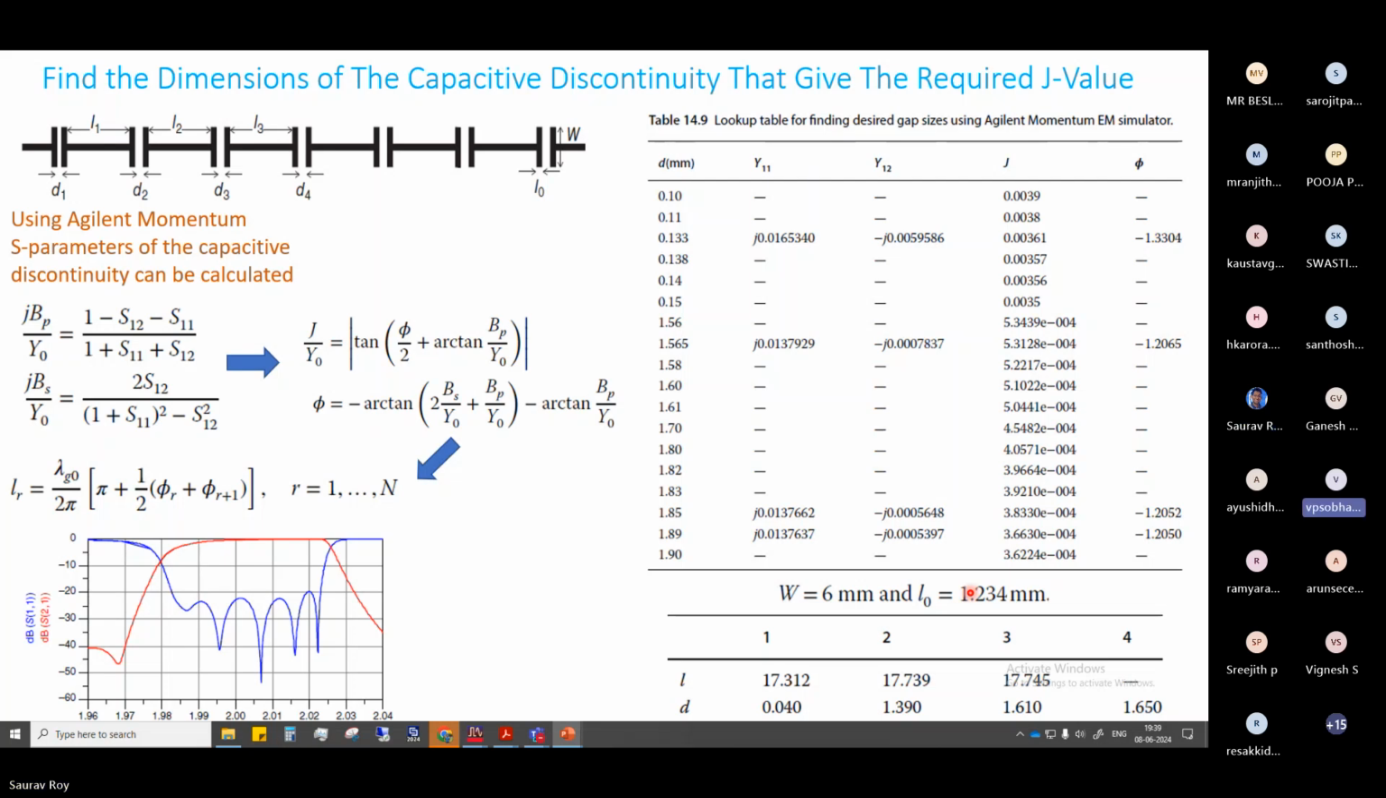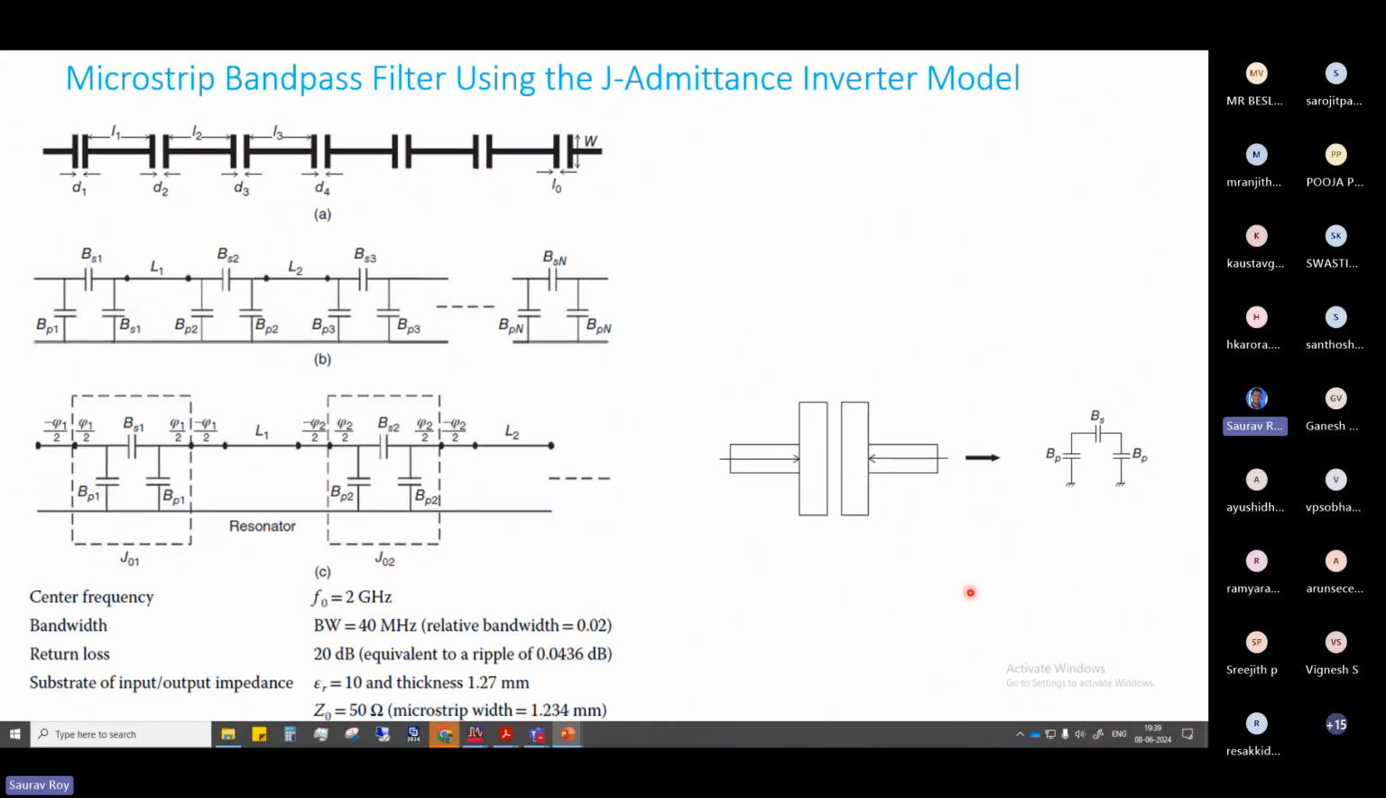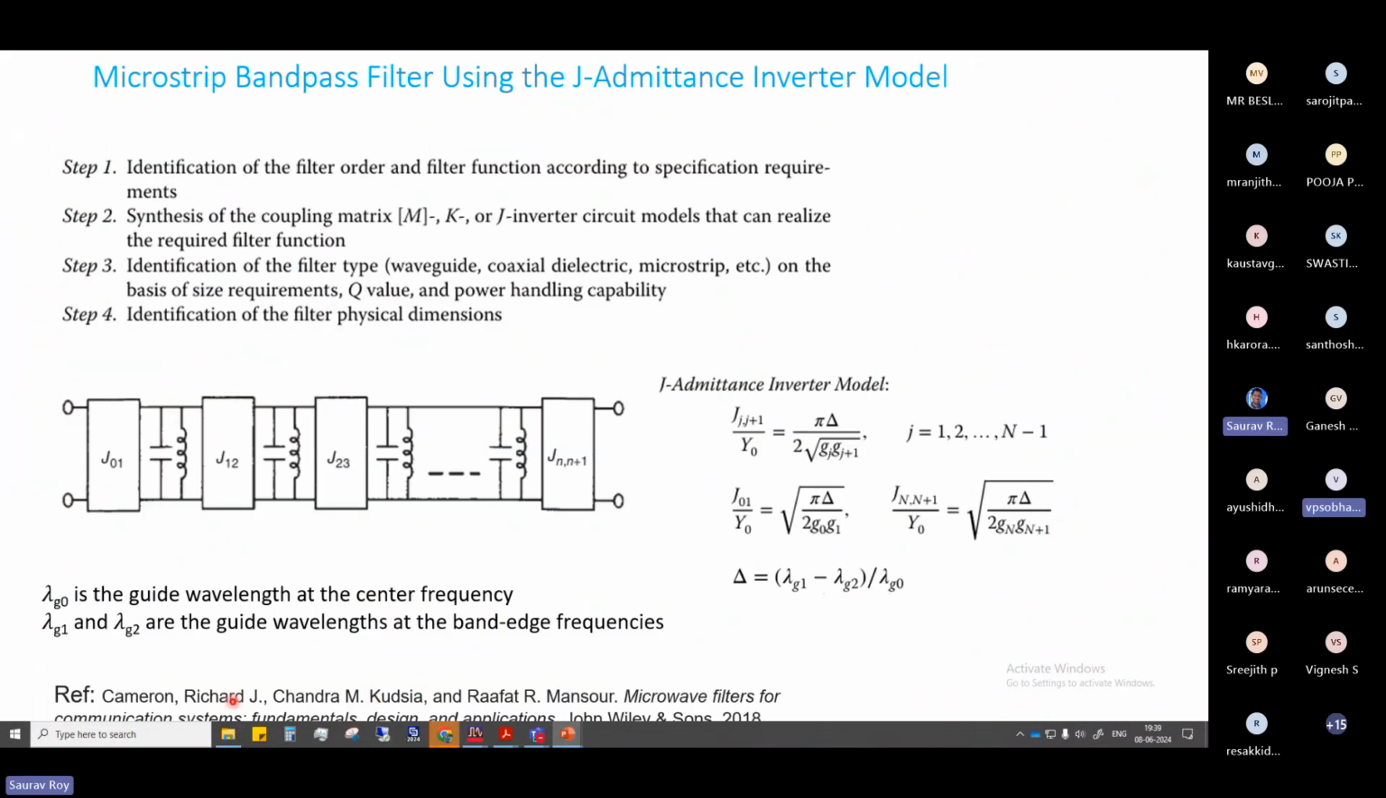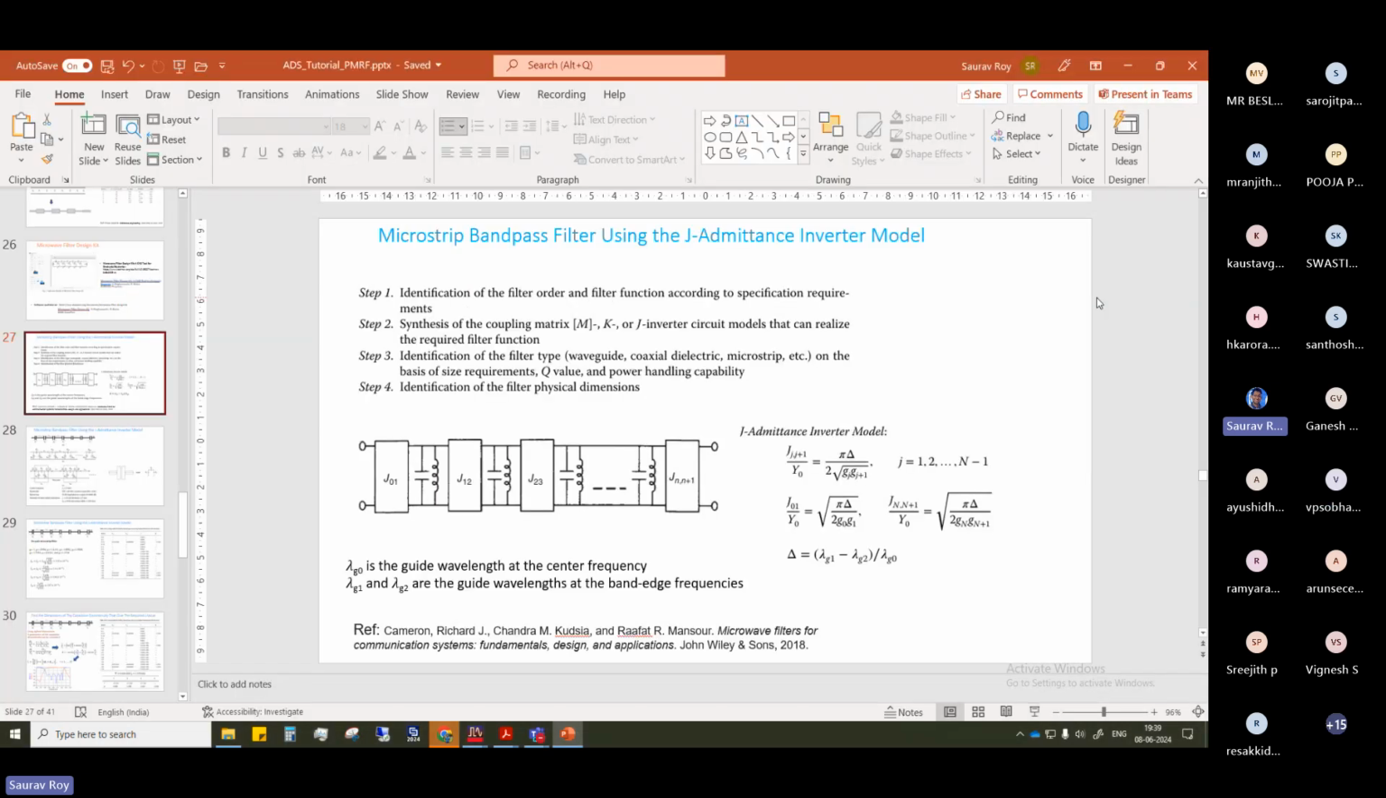Yes, okay, sir. And what about this lookup table that we have used by using the Agilent Momentum EM simulator? It must not be in ADS, right? No, this is from this book. I told you, this filter design book you can look into. Microstrip Filters for RF/Microwave Applications by Hong and Lancaster, Microstrip Filters by Richard Mansur. You can also go into this. It's a very good book for filter design.